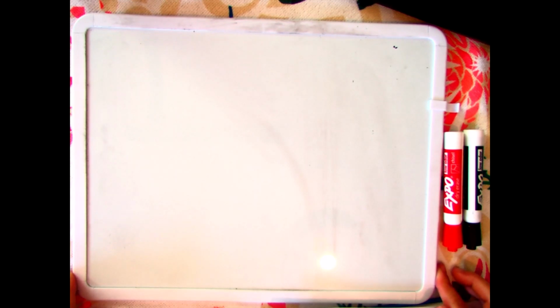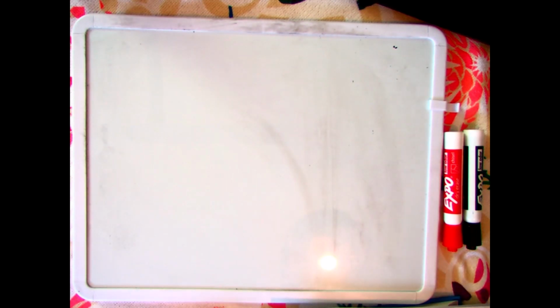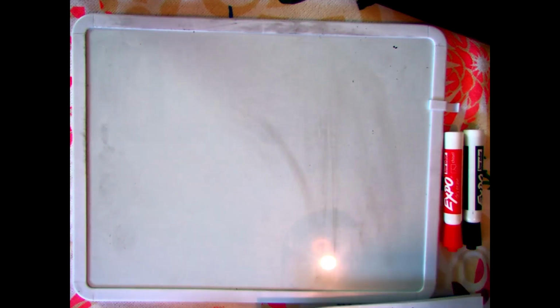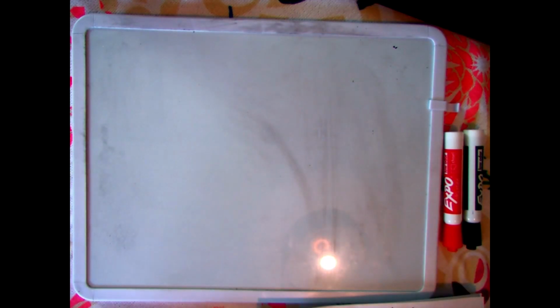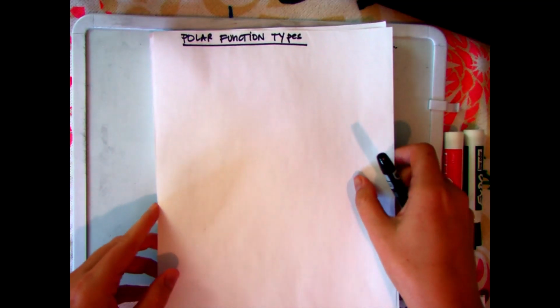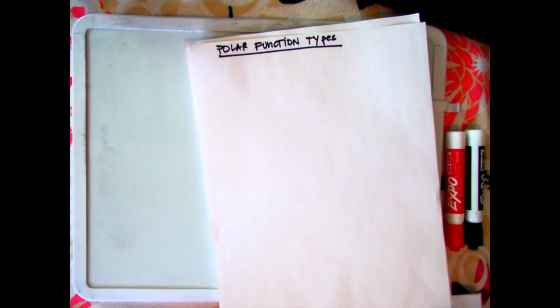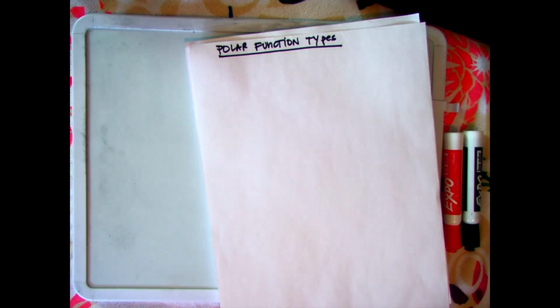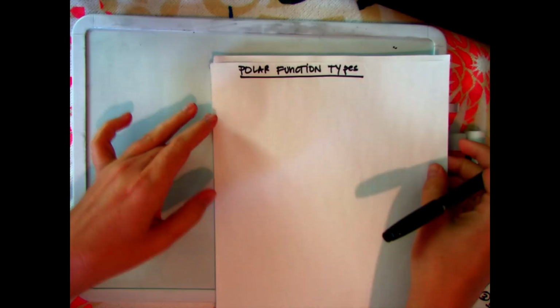Alright, we had some questions about graphing polar functions, so the first thing I'm going to do is make a cheat sheet for the types of polar functions you're expected to know. There are quite a few types. We're going to start with circles.